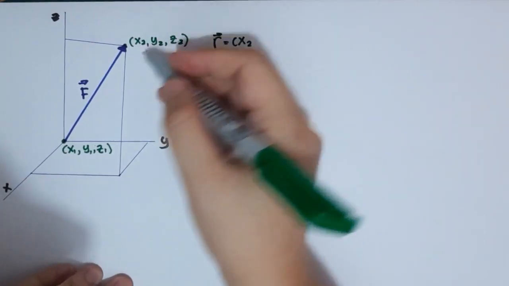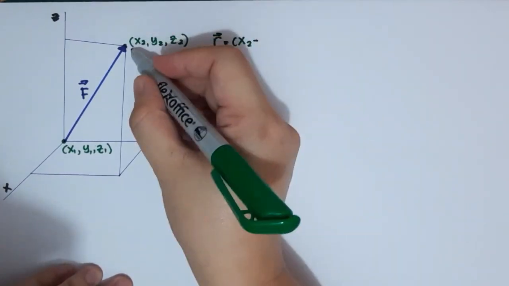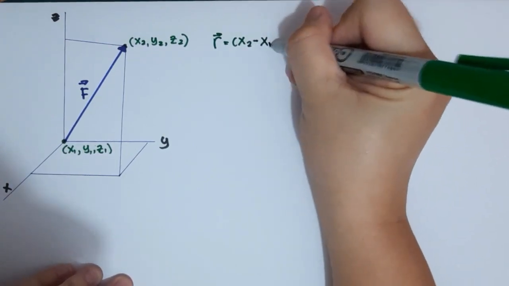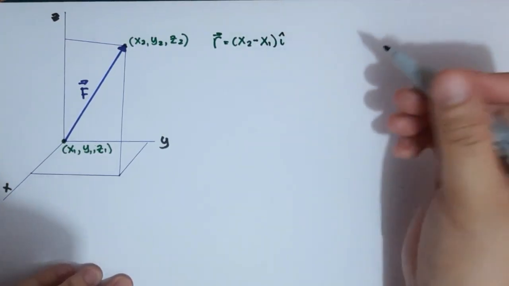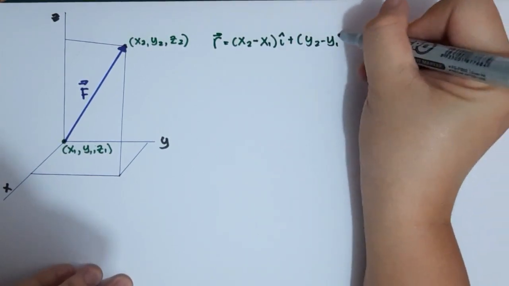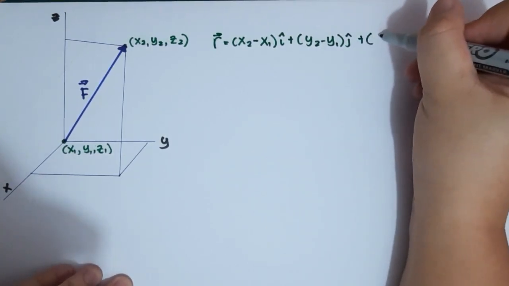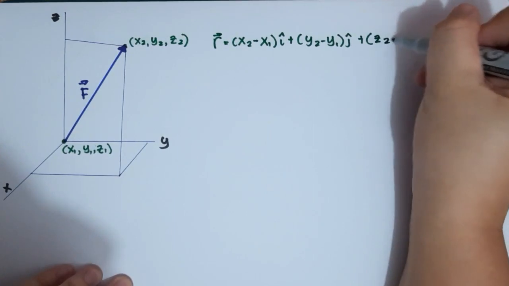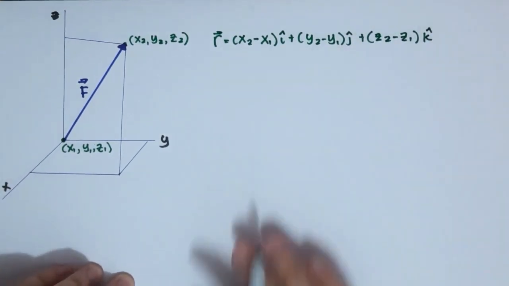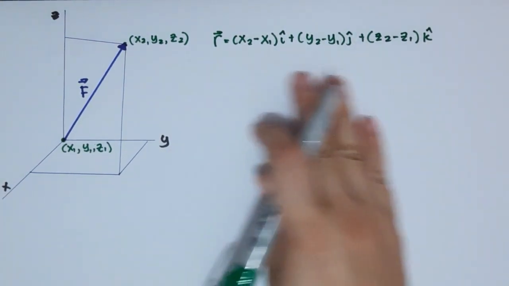x2, so that is the point 2, minus, so that is final point minus initial point. So this is final point x2 minus initial point x1 i hat, plus y2 minus y1 j hat, plus z2 minus z1 k hat. Okay, so here this is now the Cartesian vector of a position vector.